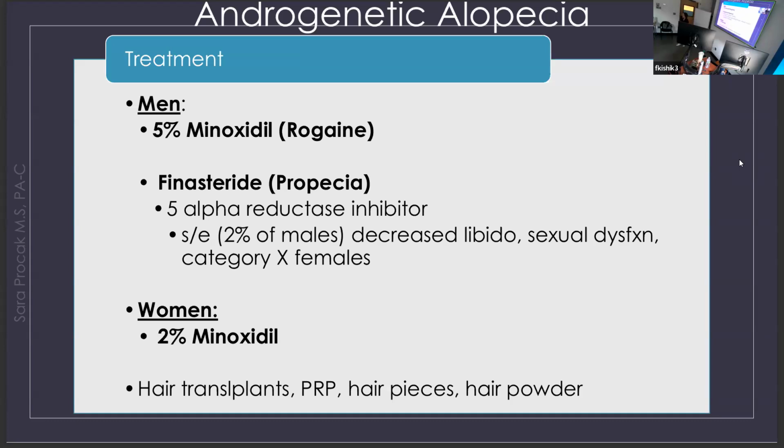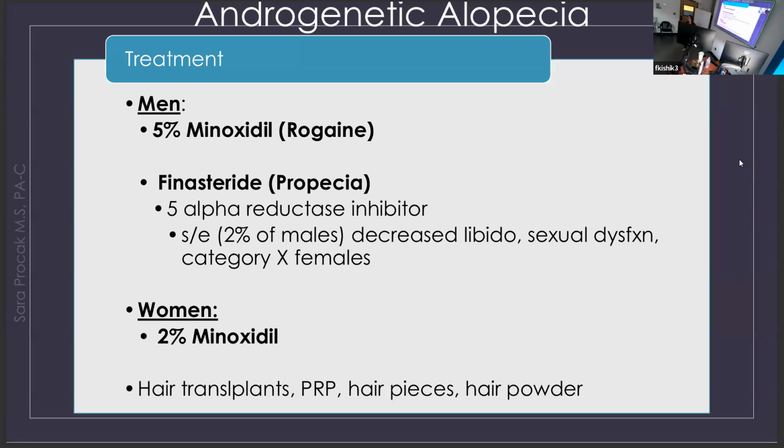With that being said, one of its major side effects is something you have to let your patient know about: it can cause sexual dysfunction in 2% of males. So you want to let them know that before they start the medication and make sure that they agree to using this. This is considered category X in females, so we typically don't give it.